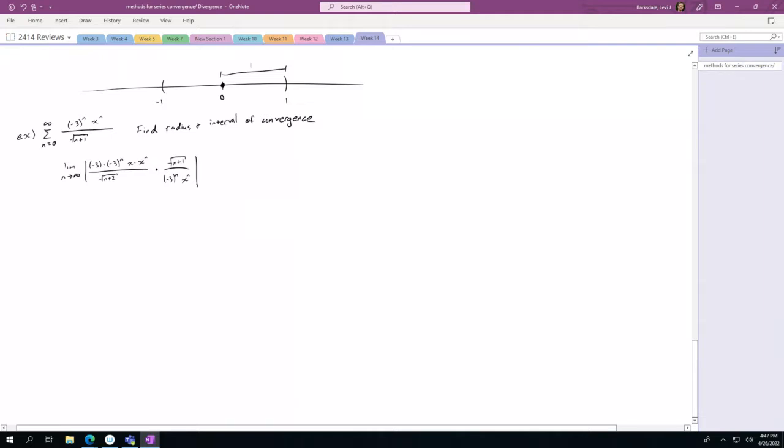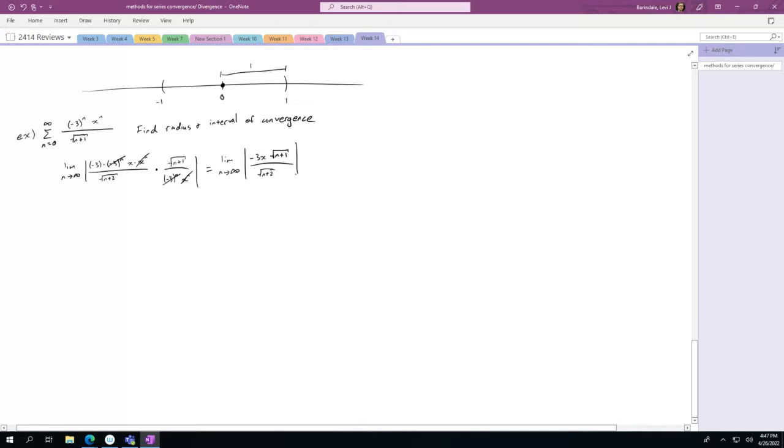We good so far? All right, time to start canceling things. I have a (-3)^n on top and bottom. I have an x^n on top and bottom, which means now I'm left with the limit as n approaches infinity of -3x times the square root of n plus 1 over the square root of n plus 2.